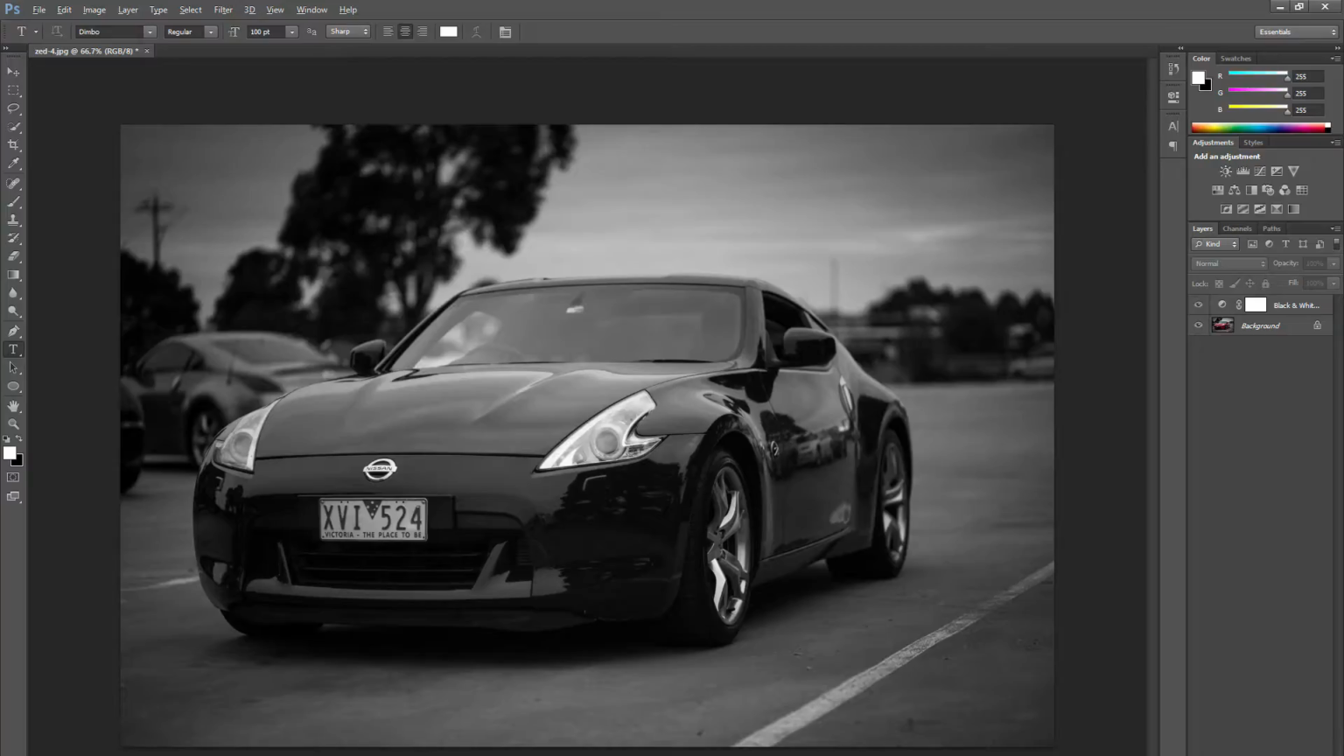So what does the Curves tool even do? Well, let's take a look at a black and white image because it's easier to understand the concept when only dealing with a single channel.